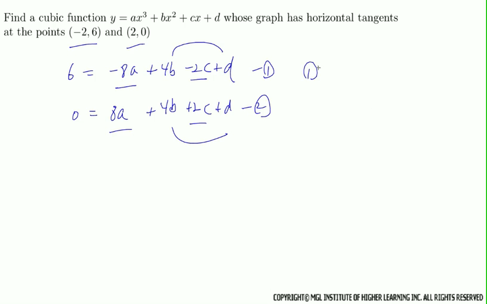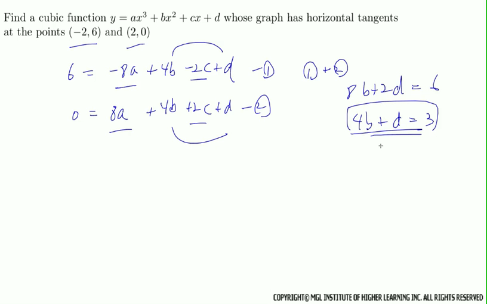So if I actually add these 2 equations, the opposite signs will disappear. So we get 8b plus 2d is equal to 6. 4b plus d is equal to 3.